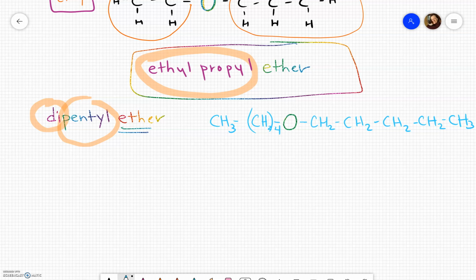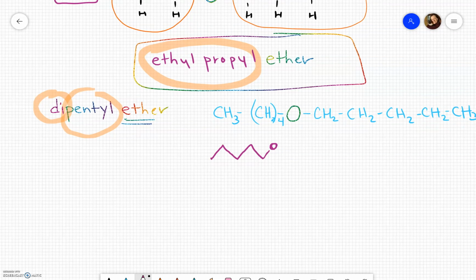If I'm looking to make that into a line angle diagram, which I know many of us are still working on, remember that the ends of lines are where my carbons are. So I'm going to have 5 carbons in a row. 1, 2, 3, 4, 5. And then I'm going to have that oxygen. So going up here, but where we would normally have a carbon, we put that oxygen there. And then I've got 5 carbons on the other side. So again, that oxygen is the part there. Here's my first carbon. 2, 3, 4, 5.